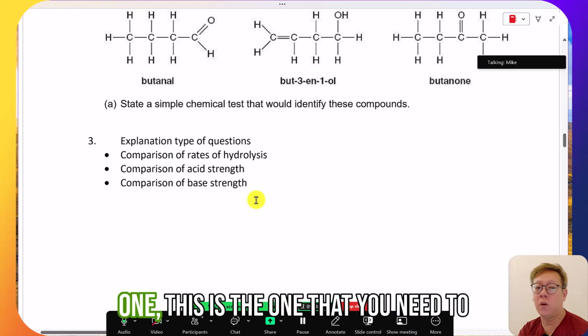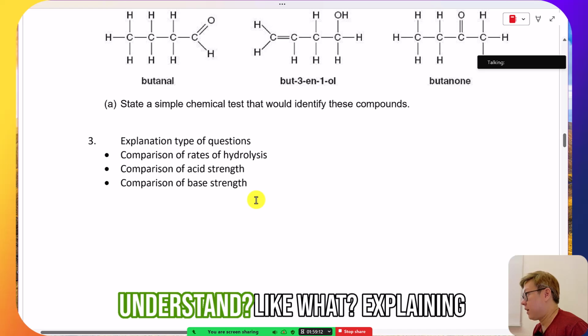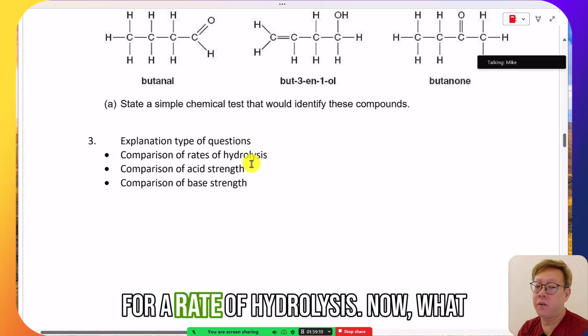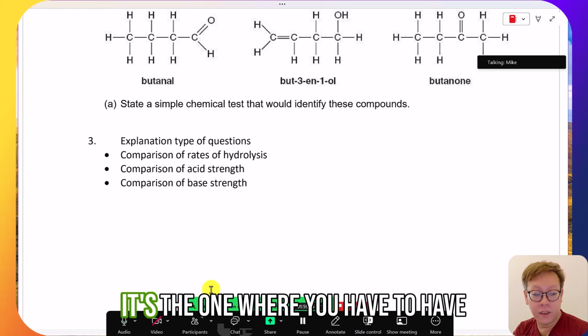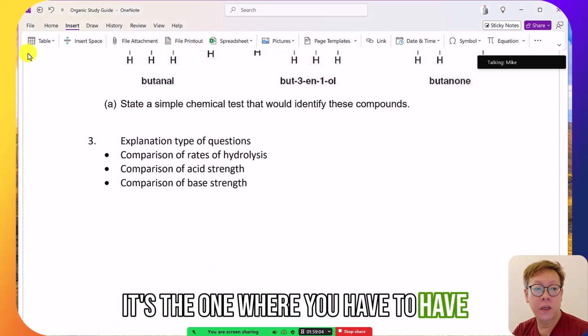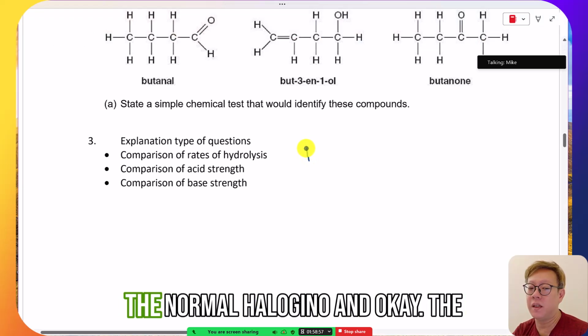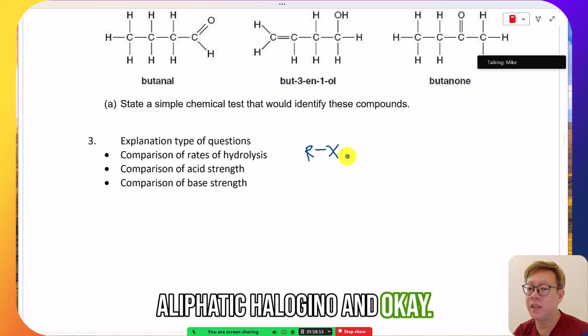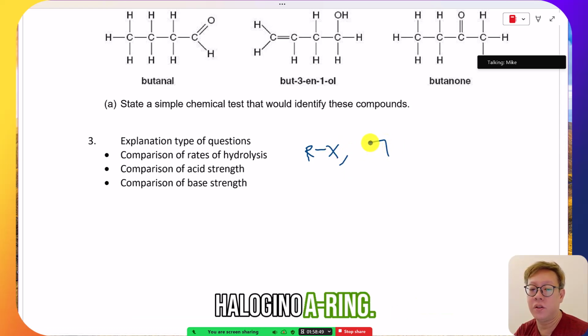Now the third one is the one where you need to write a lot of explanation. Understand? Like explaining rates of hydrolysis. What are rates of hydrolysis? Basically, you have to compare which bond breaks more easily. The first one is the normal halogenoalkane, the aliphatic halogenoalkane. Remember? Second one is the halogenoarene.